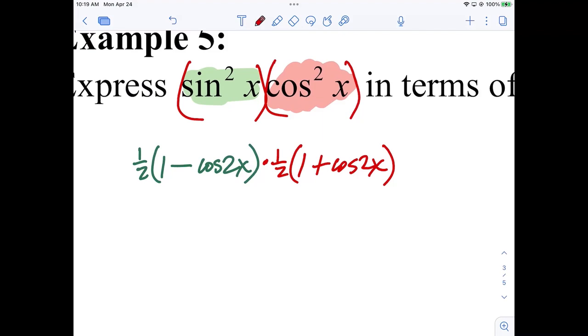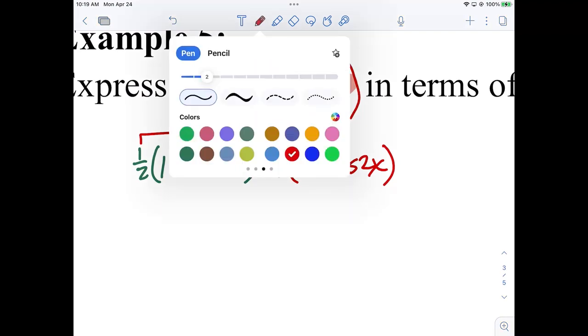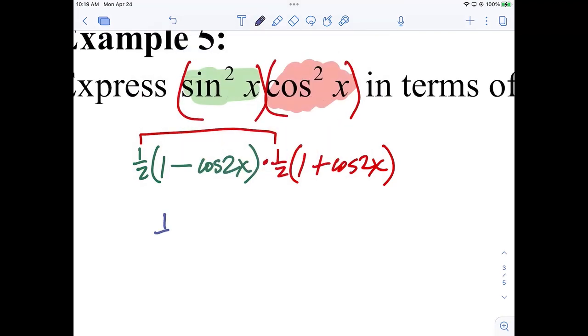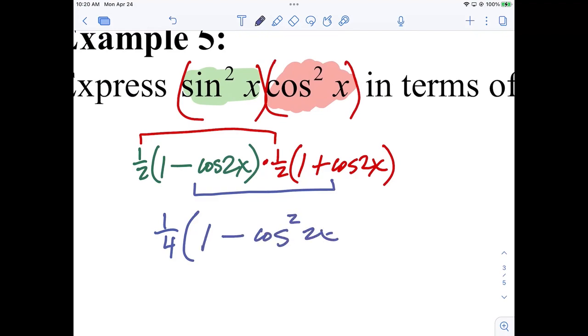All right, now if I multiply the two 1/2s together, I get 1/4. And what do I do when I multiply these together? What are those called in relation to each other? One of them's 1 plus, one of them's 1 minus. Those are what of each other? Conjugates. Those are conjugates of each other. And when you multiply two conjugates together, you get a difference of two perfect squares. So the inner and outer terms cancel. So I'm going to be left with 1 minus cosine squared of 2x.